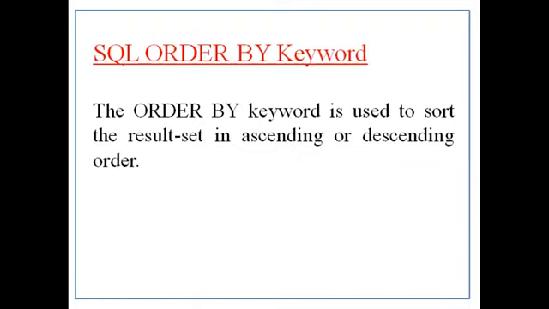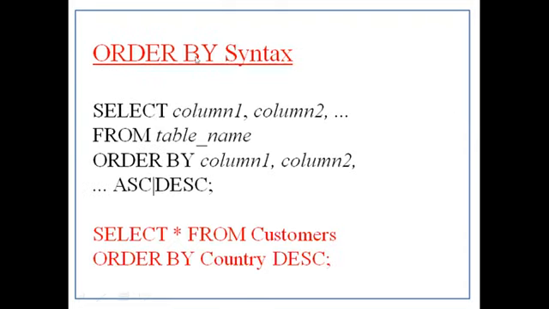Now see, the first one is the SQL ORDER BY keyword. Why do I use this keyword? Suppose, for example, I have a table, and in the table you want ascending or descending order as the result set. So you can say it like this: the ORDER BY keyword is used to sort the result set in ascending or descending order.